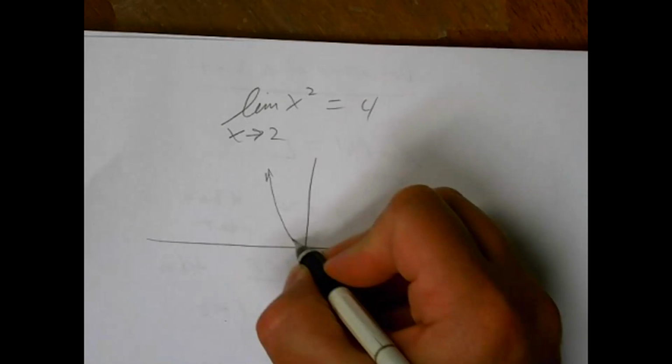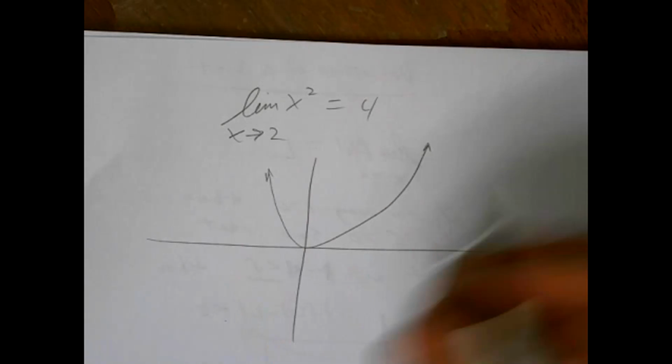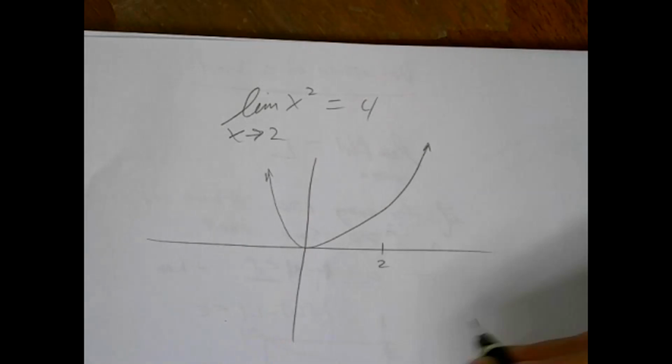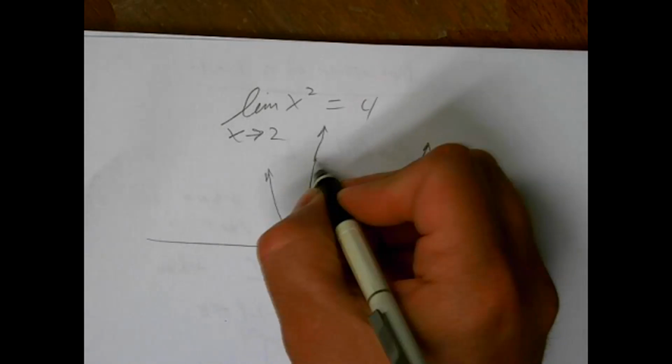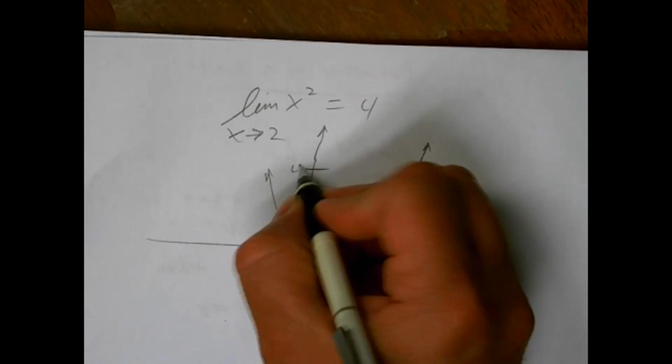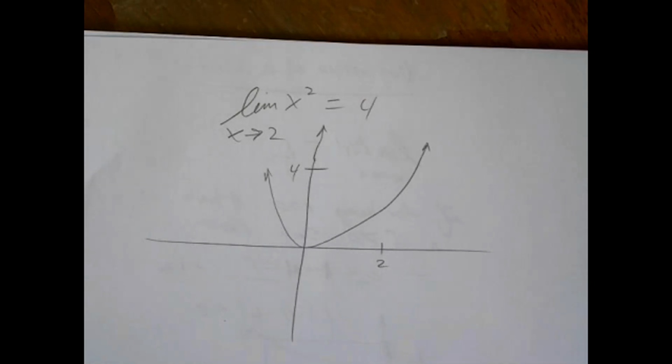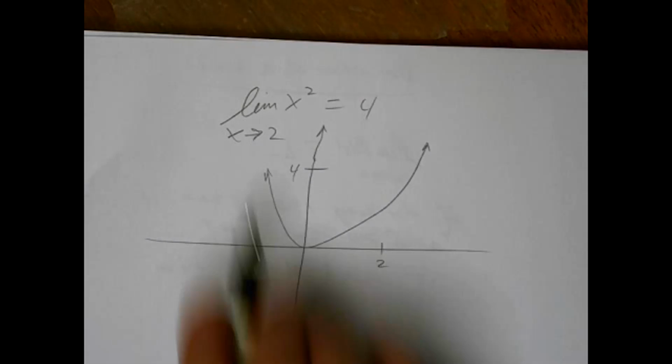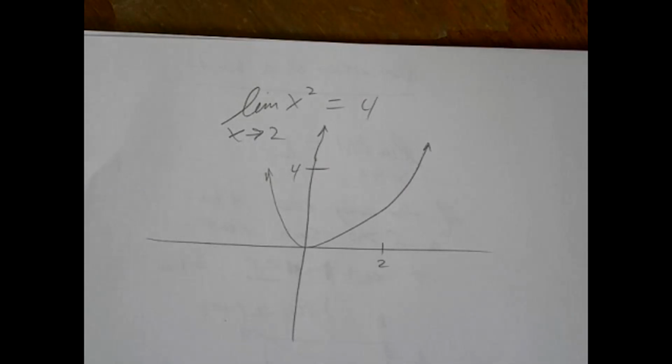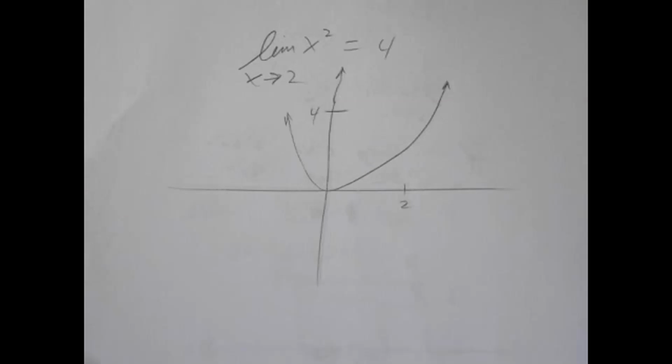but I want to mess with it and look it over numerically first. So here's the graph of x squared. Let's say 2's out here. Let's say that 4 is right here, all right? If this limit is as claimed, then here's what has to be true.